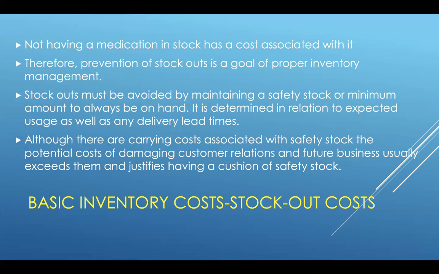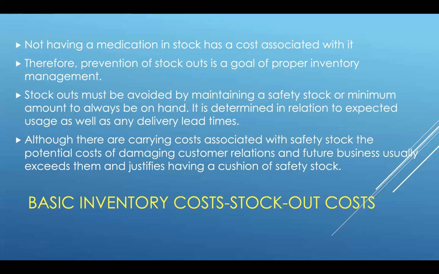And as I said before, not having a medication in stock has a cost associated with it. Therefore, the prevention of stockouts is a goal of proper inventory management. Stockouts must be avoided by maintaining a safety stock, or minimum amount to always be on hand. It's determined in relation to the expected usage as well as delivery lead times. And so you always have to look at, how quick can I have this order in? Do I only get a 5 days a week order? Do I get a 6 days a week order? And do I have enough to handle my inventory for the times I can't get real time inventory?